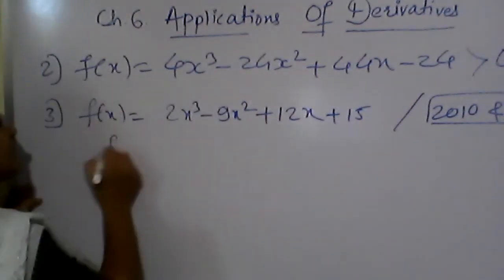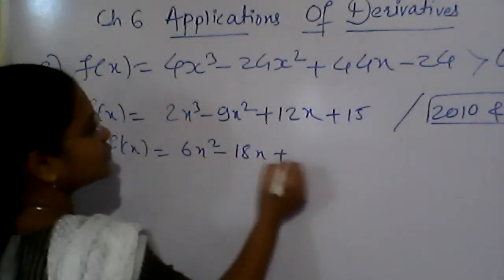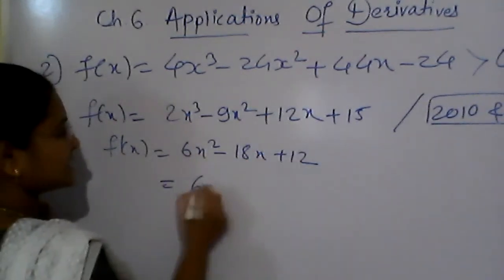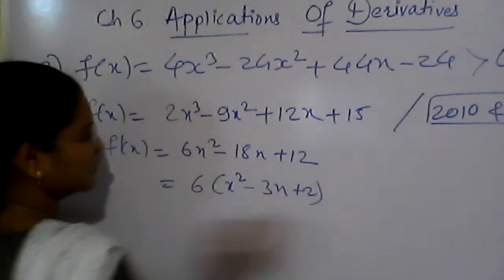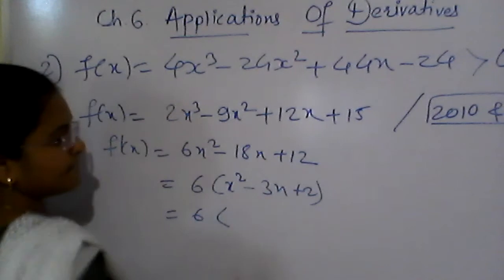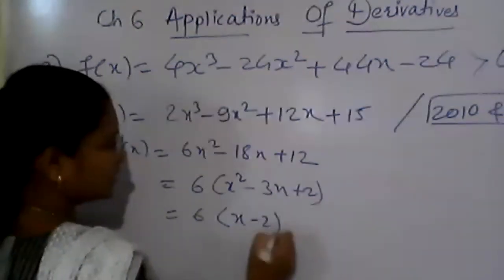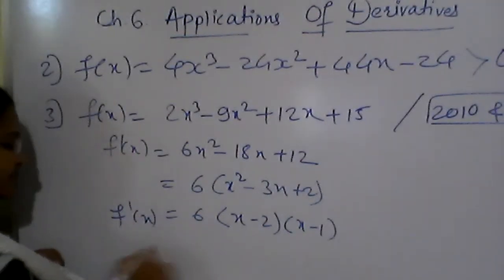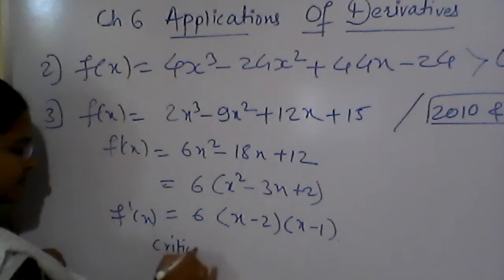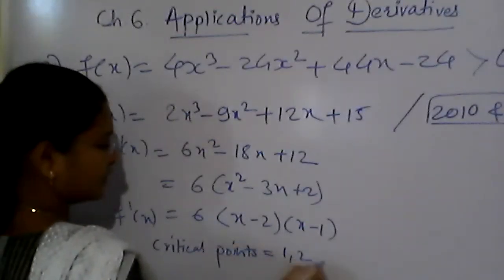So we will take this now. What is f dash x here? 6x square minus 18x plus 12. So 6 in bracket x square minus 3x plus 2. What will the factors be? Minus 2, minus 1. X minus 2, x minus 1. What are the critical points? 2 and 1. Yes, critical points are 1 and 2.